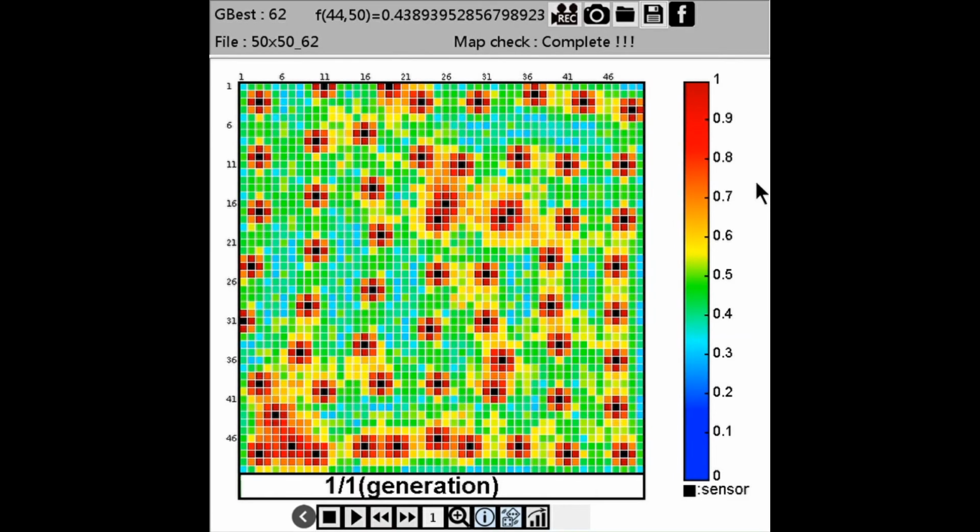This is a solution that QTS finds. In this problem, the number of sensors, GBAS, is 62. DVTOP is also a checker for the solution. If the solution meets the threshold, the word complete will appear, or the map completion rate will display.